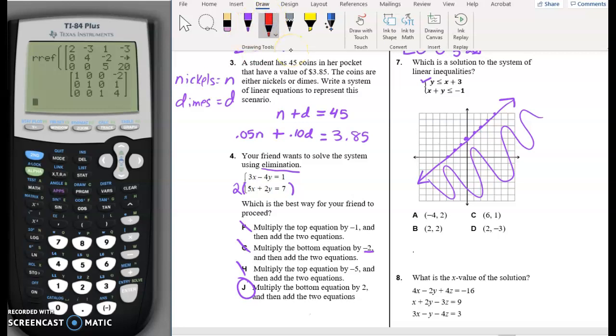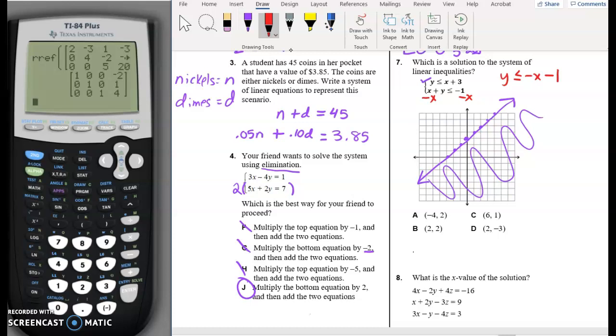Now let's graph our second equation. So this is x plus y is less than or equal to negative 1. I cannot graph this. This is not in slope-intercept form. So we need to subtract x over to the other side to fix that. And so then we get y is less than or equal to negative x minus 1. And this we can graph.